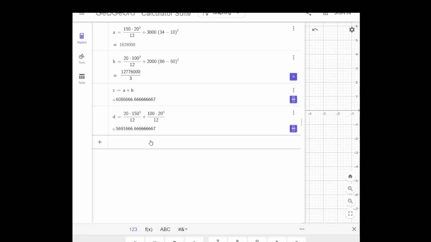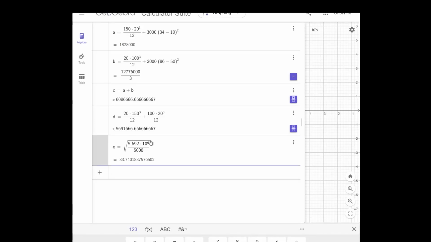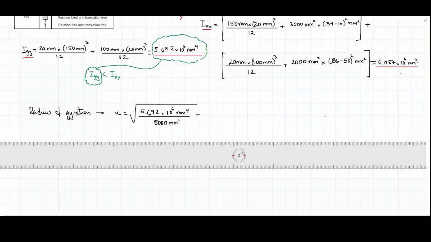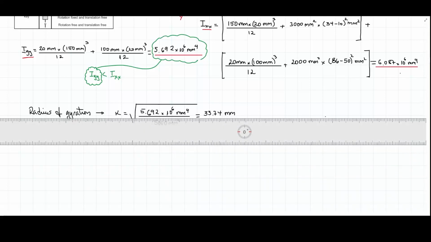If I make that calculation now, I'm going to have the square root of 5.0692 times 10 to the power of 6, divided by 5,000. That gives 33.74. So this is going to be 33.74 millimeters. Because square millimeters cancels with this one, it stays millimeter squared. The square root then results in just millimeters.